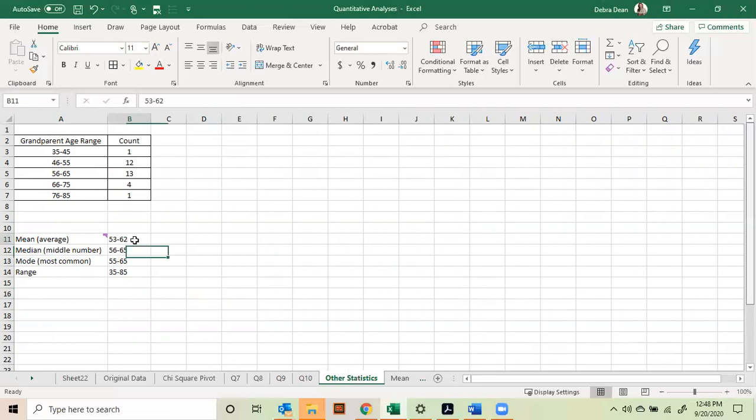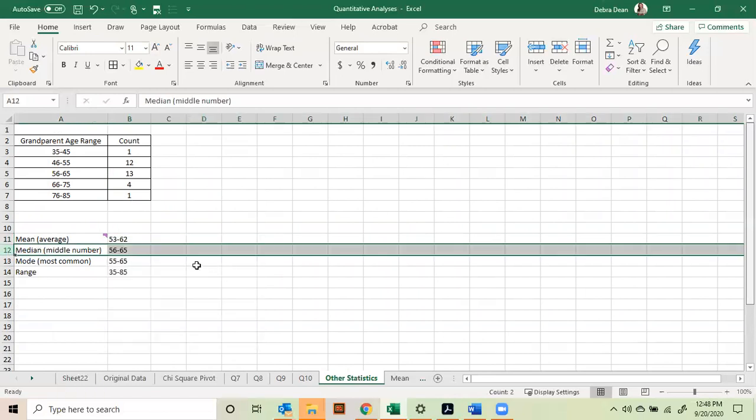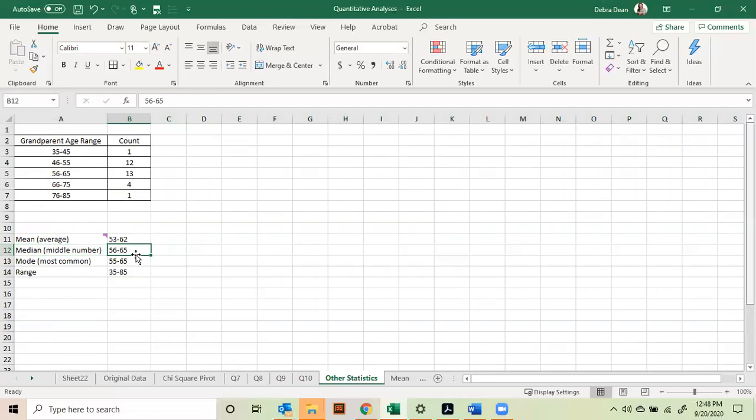Okay, now some other statistics that we have would be our mean, median, mode, and range. For the mean, it's the average of their ages. Again, I'm just looking at the grandparent age range here. Because it is in an age range already, to get the average is tricky. So we'll do that in a minute. But the median is rather easy. Here we can look at the middle number. If we look at these, we can see that the middle number is actually 56 to 65. The mode is the most common. We can see because we have a count here that the mode is 55 to 65. And the range is obviously 35 to 85.